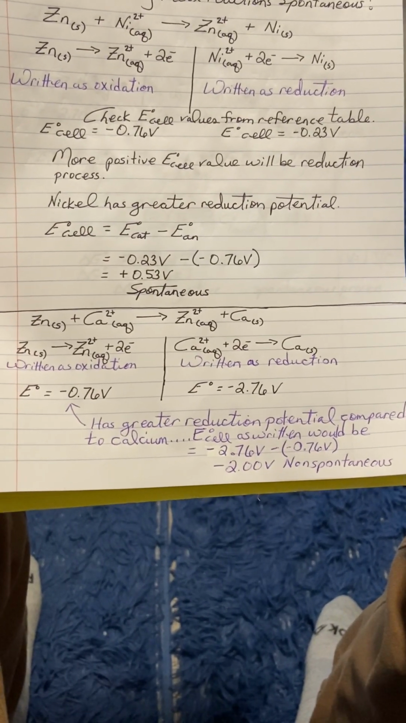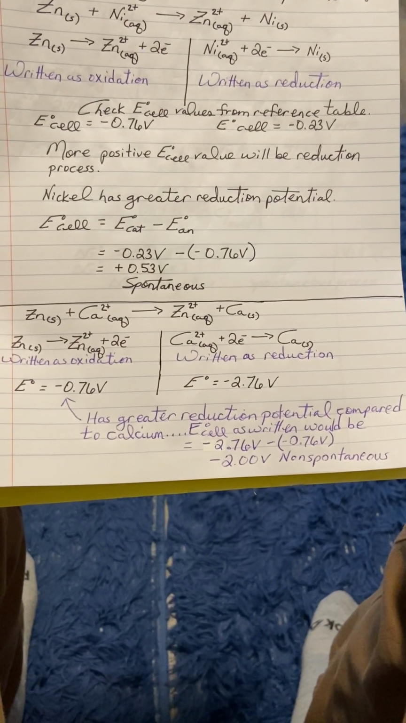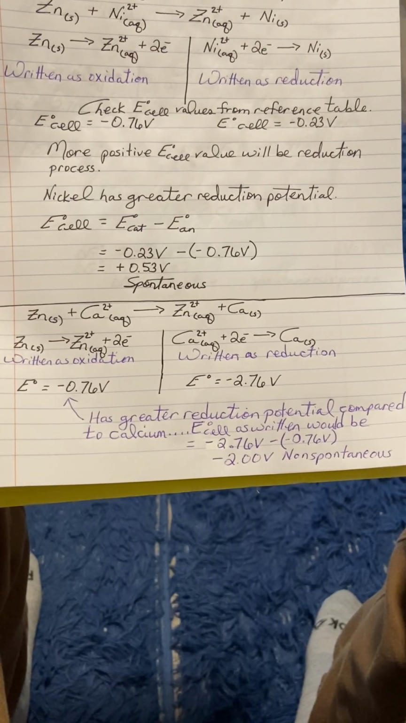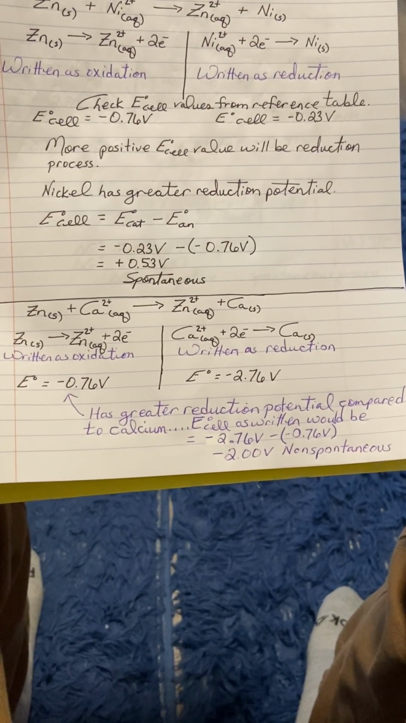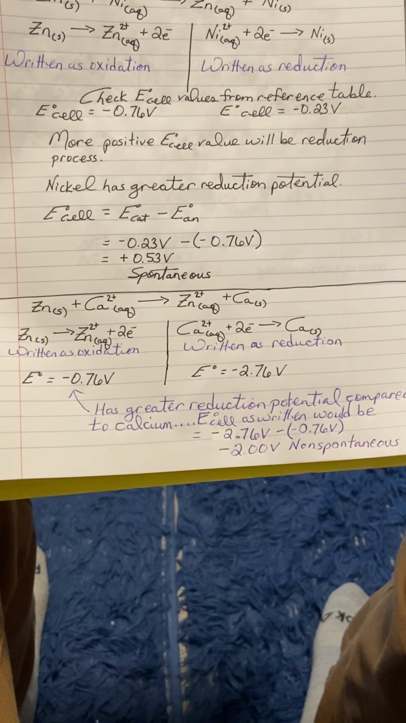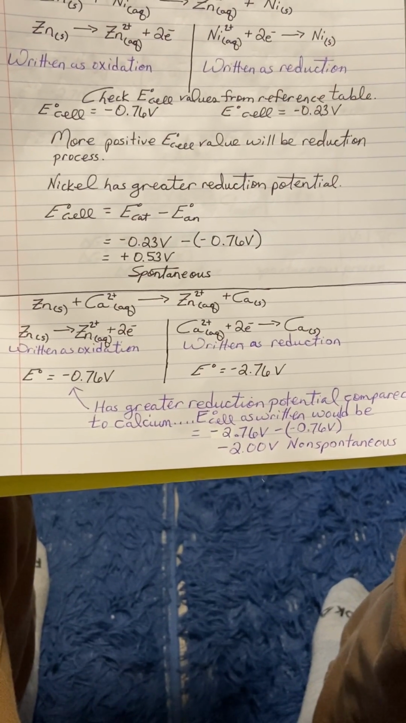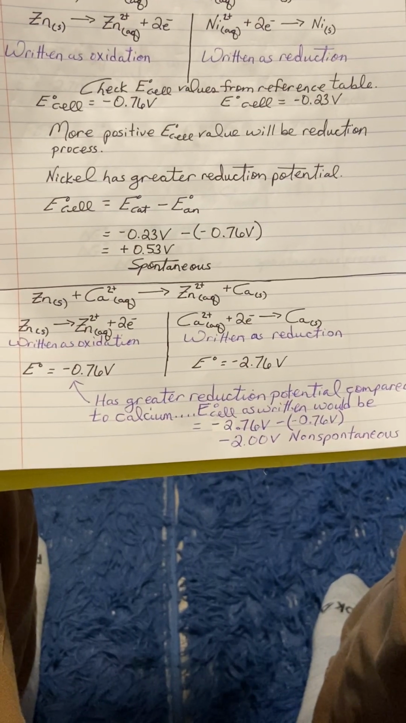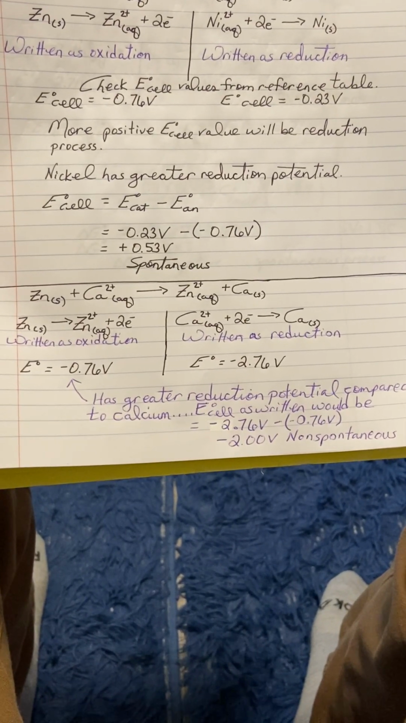In this reaction, we would need an outside source of energy, a sustained source of energy, to make this process happen, because zinc would naturally do the reduction when reacting with the calcium.